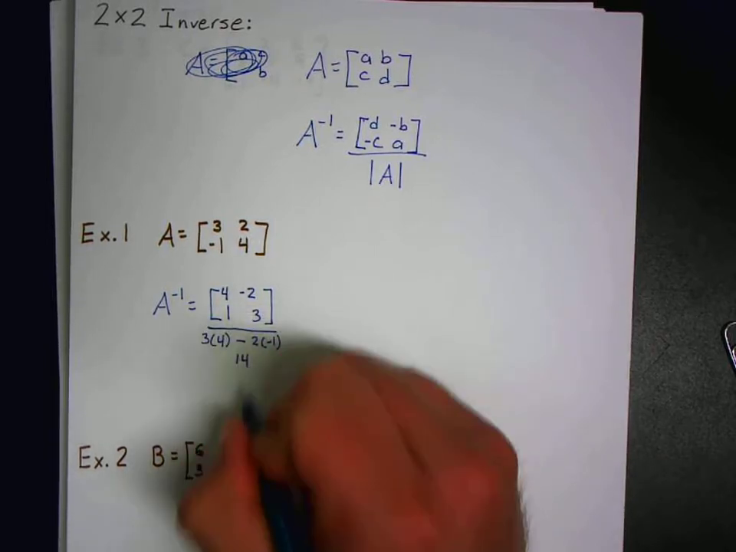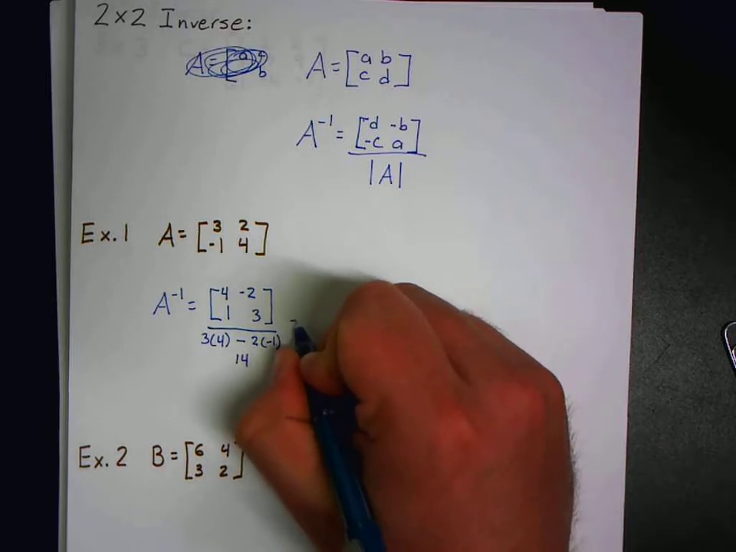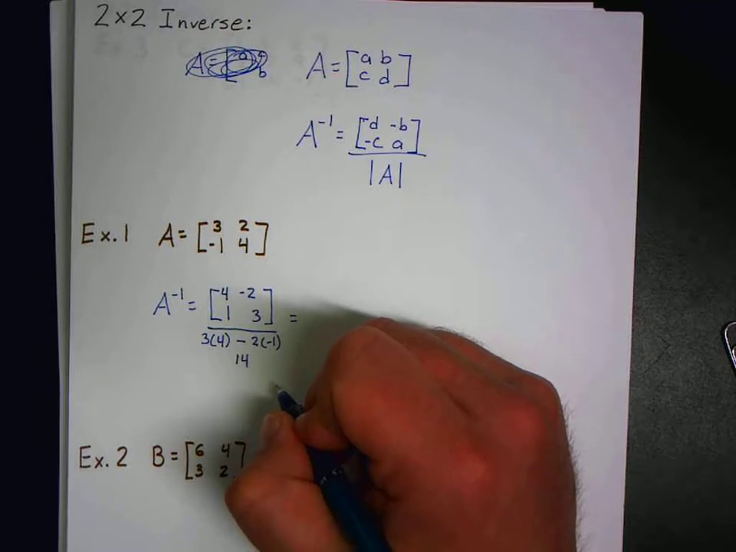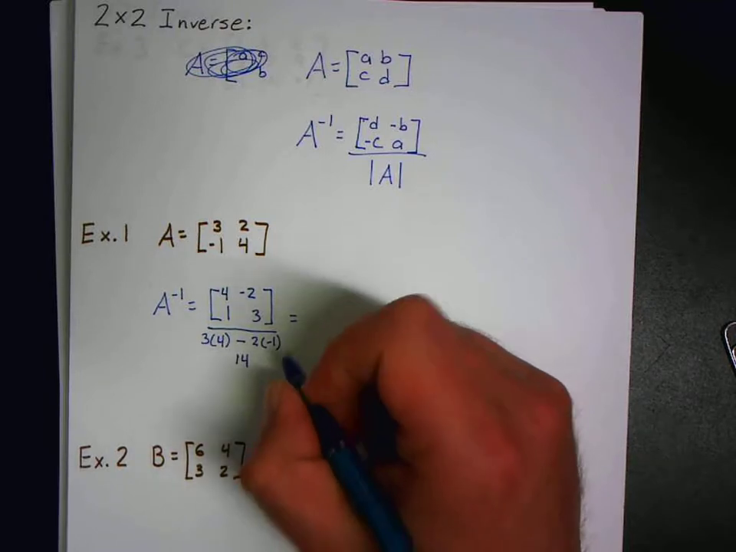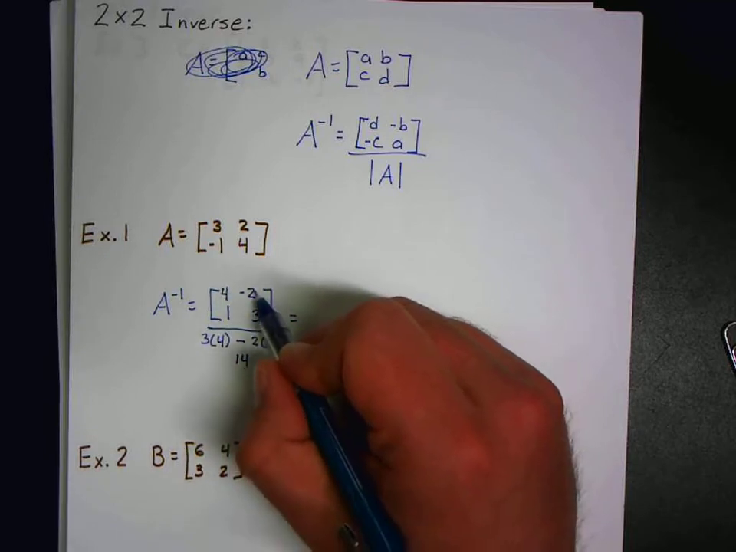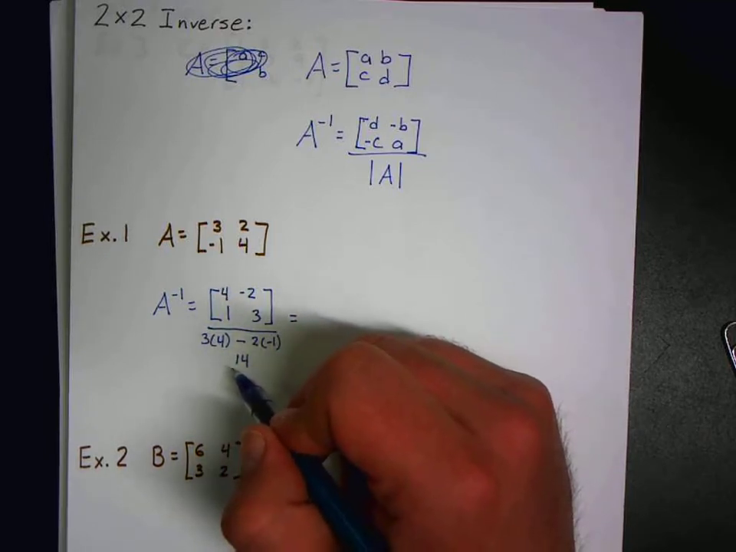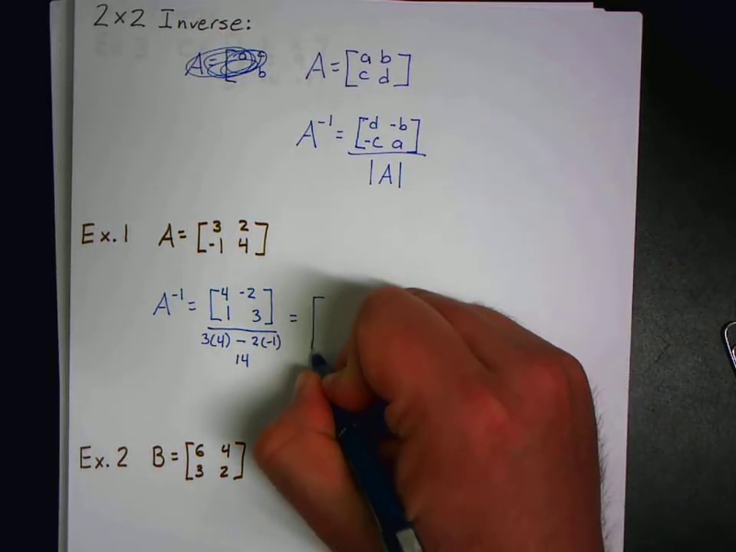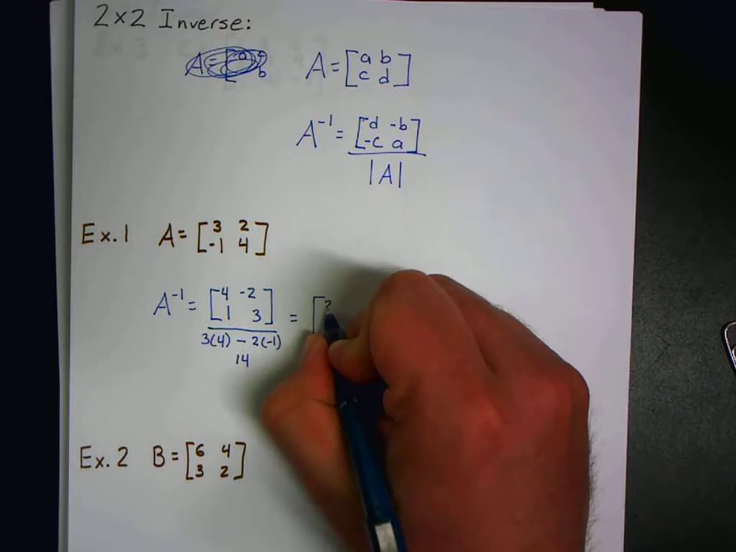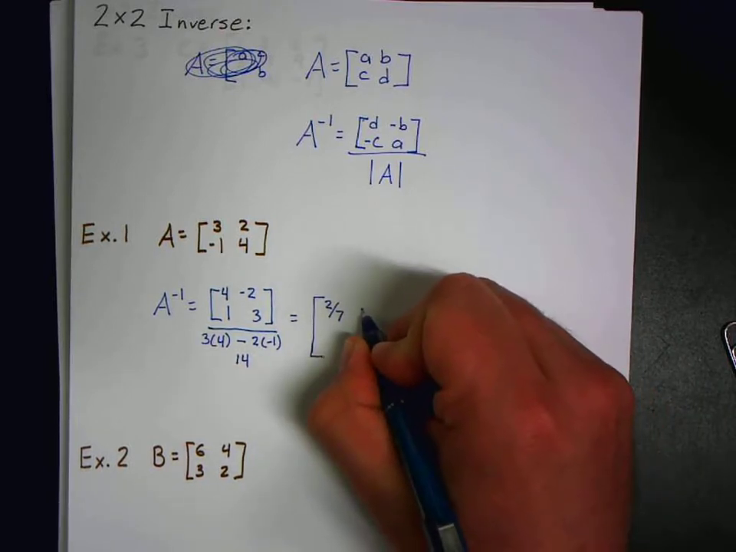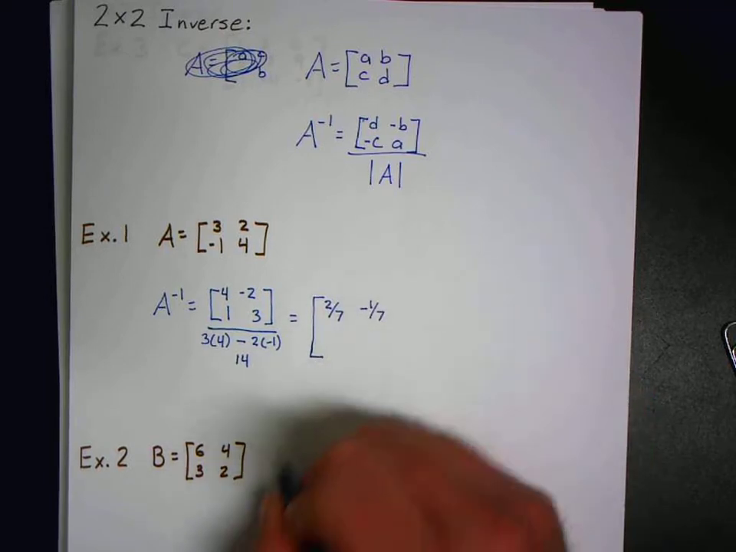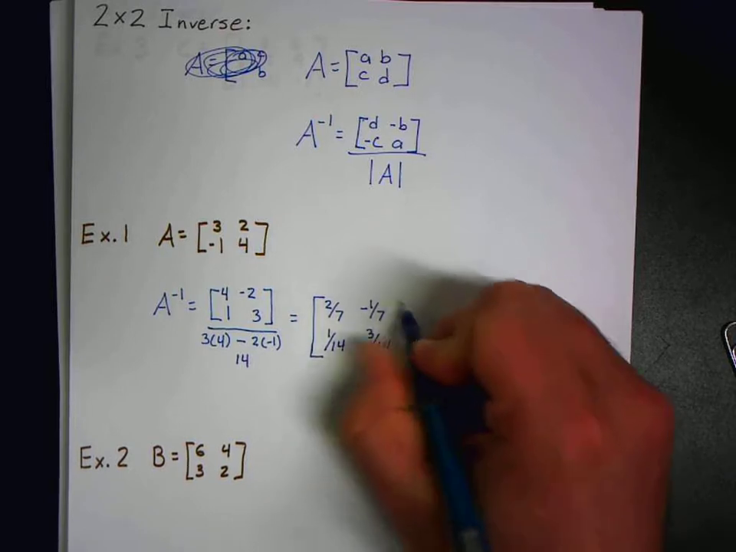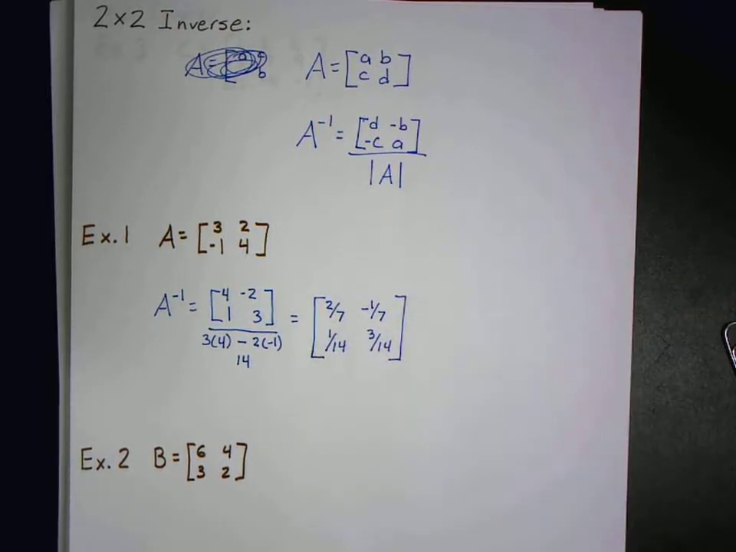So that'd be 14. Wait, did you do the determinant of the inverse? It honestly doesn't matter. Either way, it'll end up being 14. Because if I do this one, it still ends up being 12 minus negative 2. So then my inverse is 2/7, negative 1/7, 1/14, and 3/14. So that's the inverse of A.